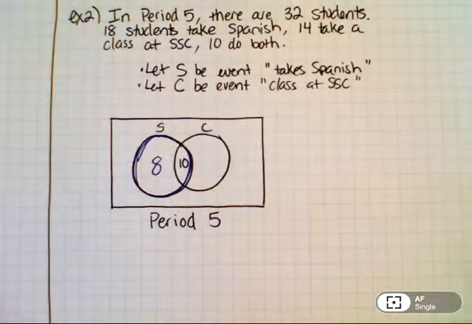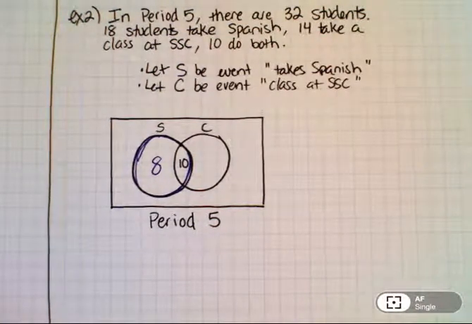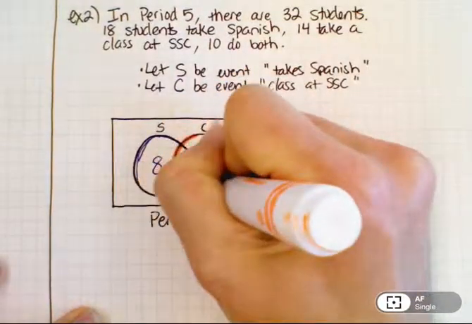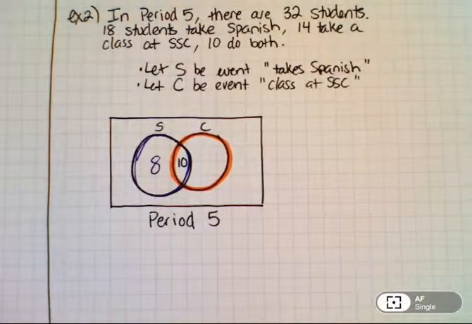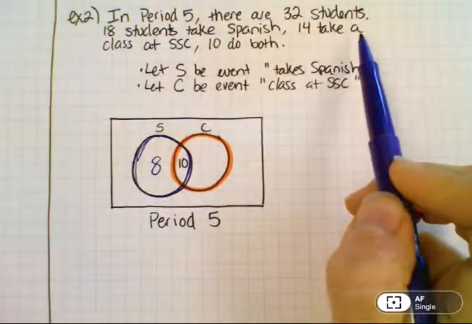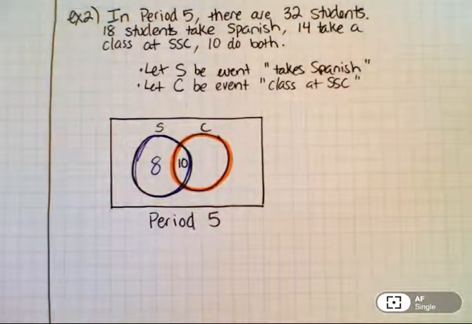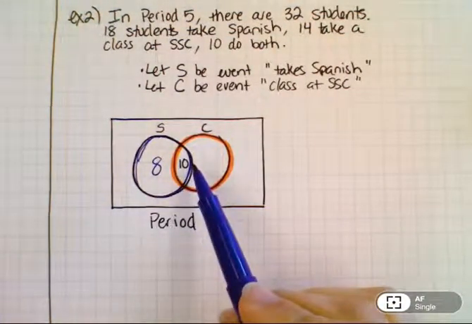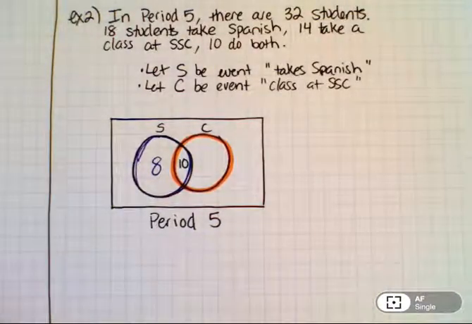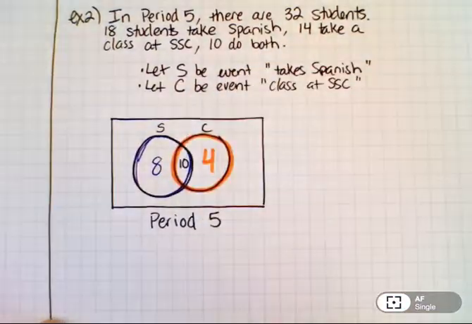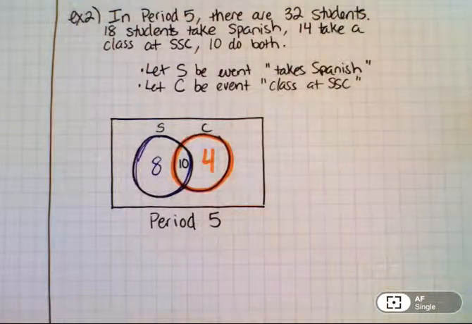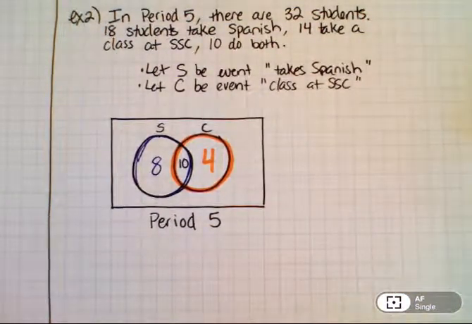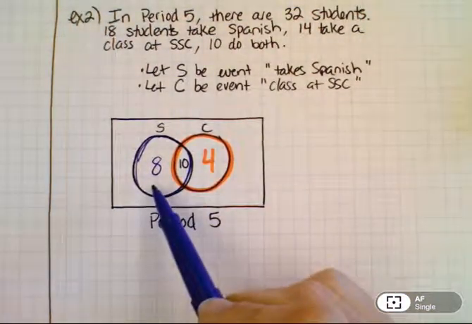And so now, let me grab a different color. We're going to do something similar for the Sabin-Schellenberg circle. So in the Sabin-Schellenberg circle, which I'm going to make orange, I need a total of 14 students because 14 students take a class there. But I already have 10 students in the circle. They just also happen to take Spanish. So that only leaves 4 students, right, who take a class exclusively at Sabin-Schellenberg but don't take a Spanish class.